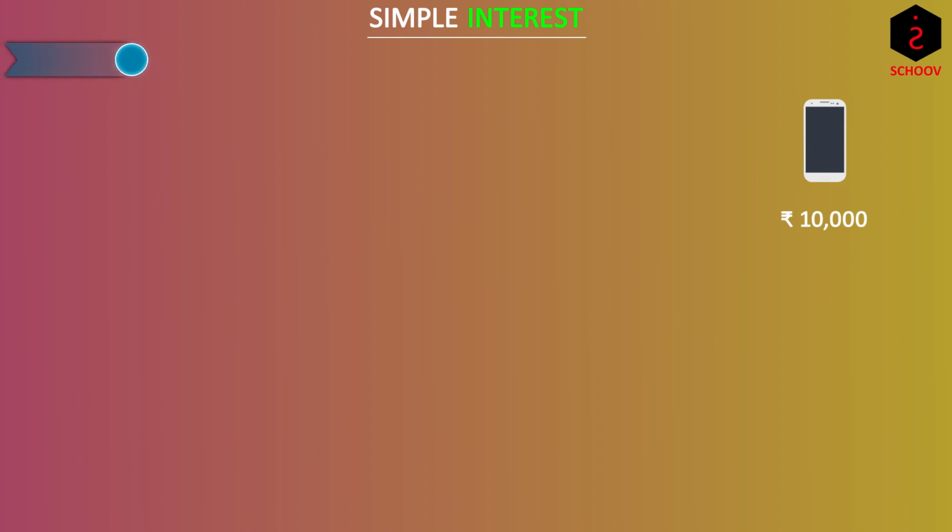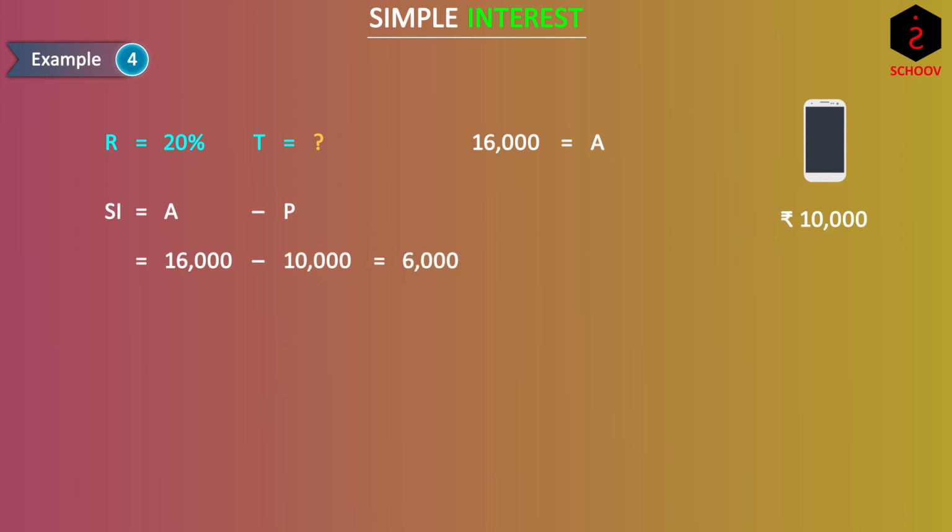Next example. Now, if I cannot pay back in 1 year, but I am ready to pay a higher amount, say 16,000, but not more than that, how much time should I agree to? After how many years should I pay so that my total amount does not exceed 16,000? Here we have to find time. Interest is total that I have to pay back, 16,000 minus principal, 10,000, 6,000.